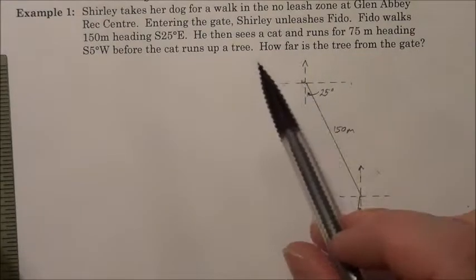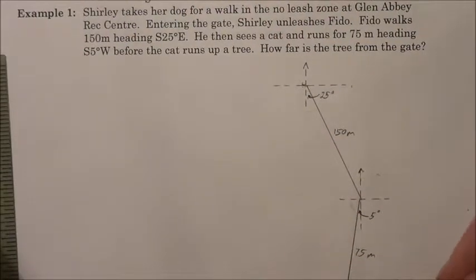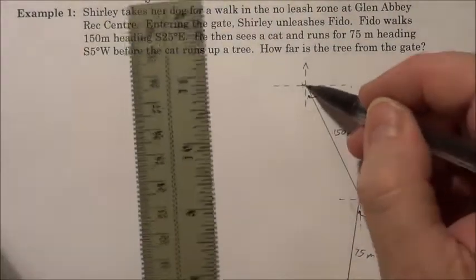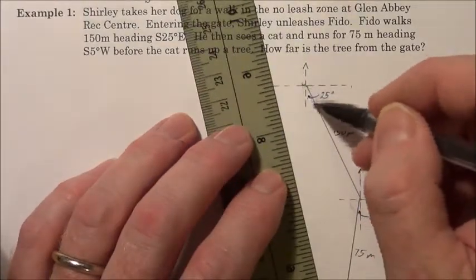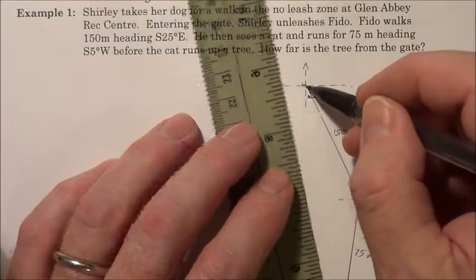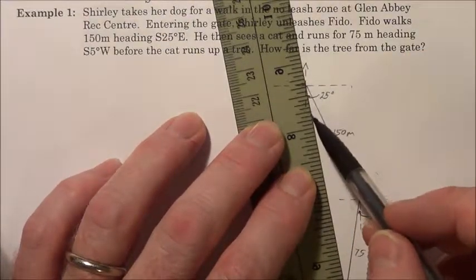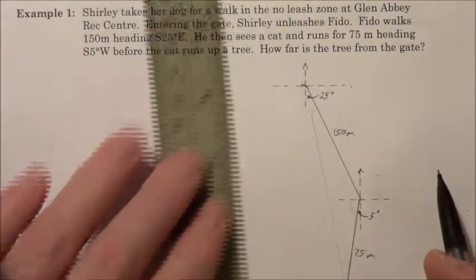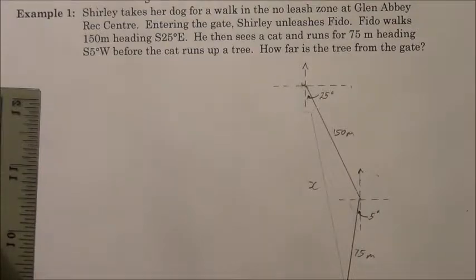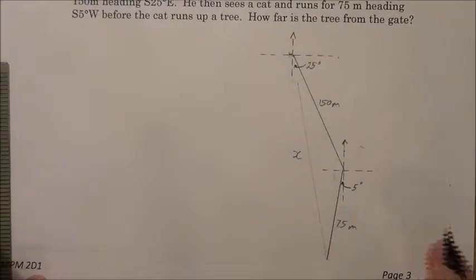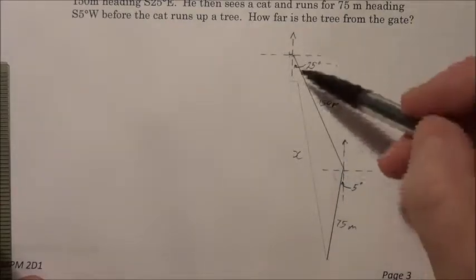Anyways, we want to know how far the tree is from the gate. So here's the gate, here's the tree. We want to know this distance. So I'm going to draw a really light line here, because it's going to start going in between. It's going to go in the middle of this angle here, which I don't want to obscure. So I'm just going to kind of line it up and then draw a light line there. So we want to know this distance, x, for example. So we've got this side, we've got this side, we want to know this side.